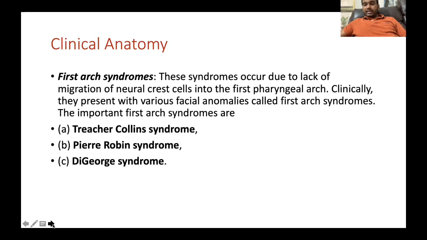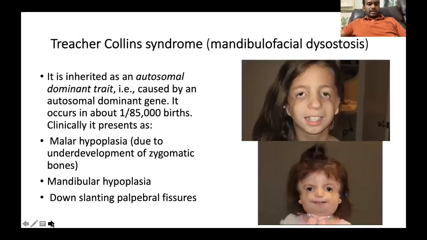Now coming to the clinical anatomy of the pharyngeal apparatus, the first thing you need to know is the first arch syndromes. These syndromes occur due to the lack of migration of neural crest cells into the first pharyngeal arch. Clinically, they present with various facial anomalies called first arch syndromes. The most important first arch syndromes are Treacher-Collins syndrome, Pierre-Robin syndrome, and DiGeorge syndrome. Out of these three, Treacher-Collins syndrome and Pierre-Robin syndrome are very important, and I'll go with those.